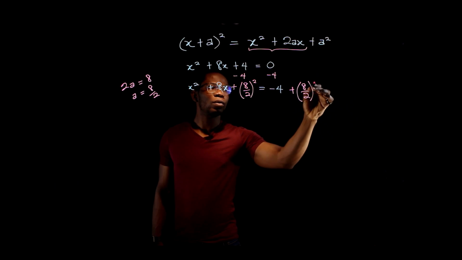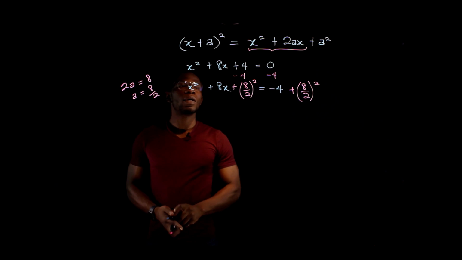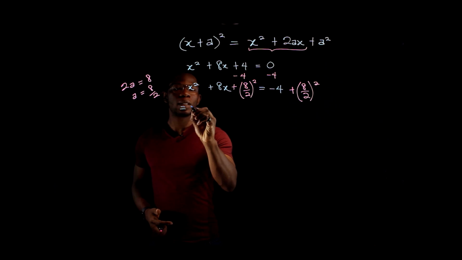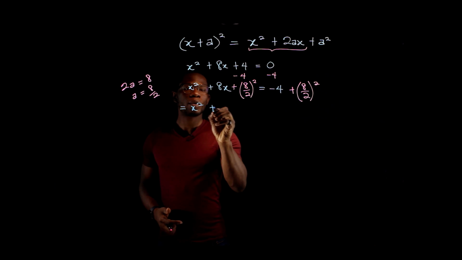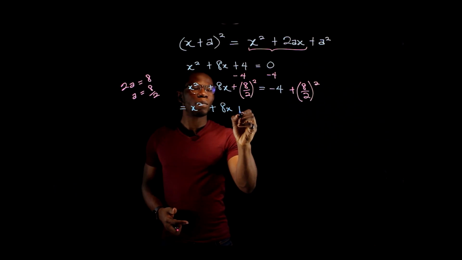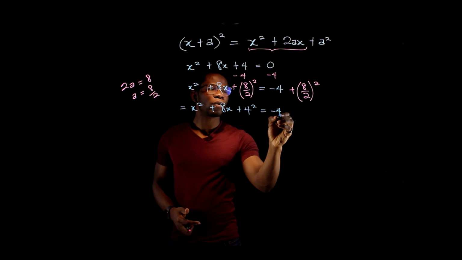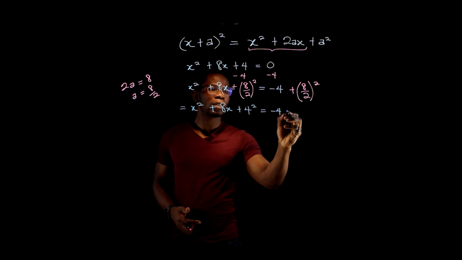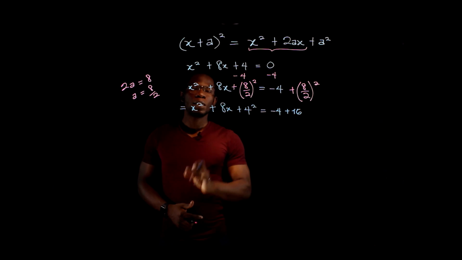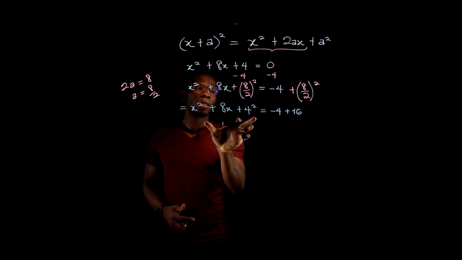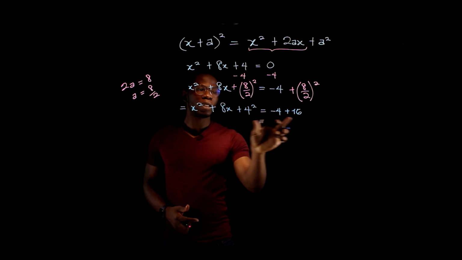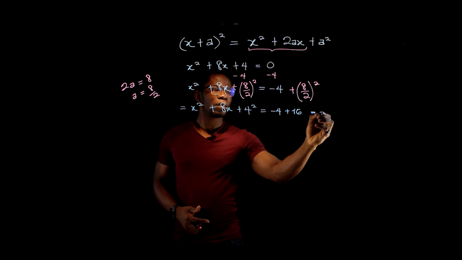(8 over 2) squared. So our new equation becomes x squared plus 8x plus 4 squared equals minus 4 plus 4 squared. We know this is 4 squared, so that's going to be equal to plus 16. Now we have a perfect square here. And this perfect square is equal to 12.